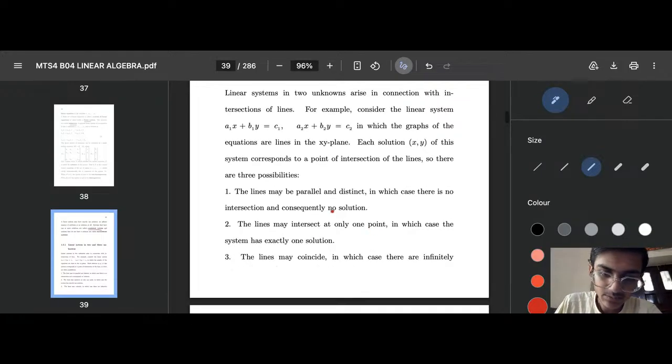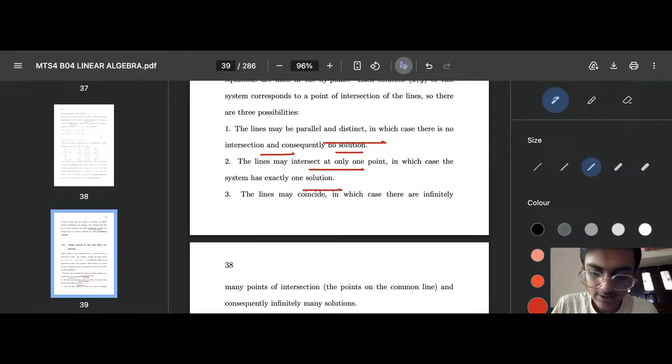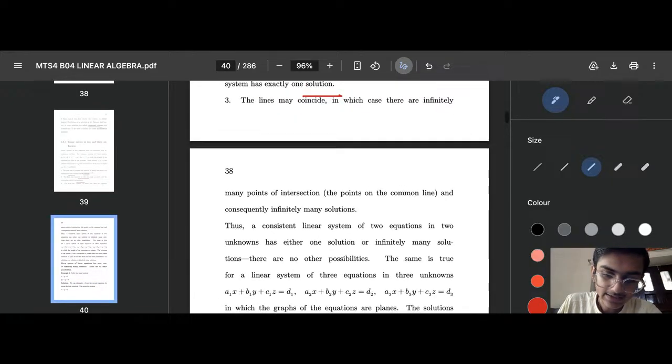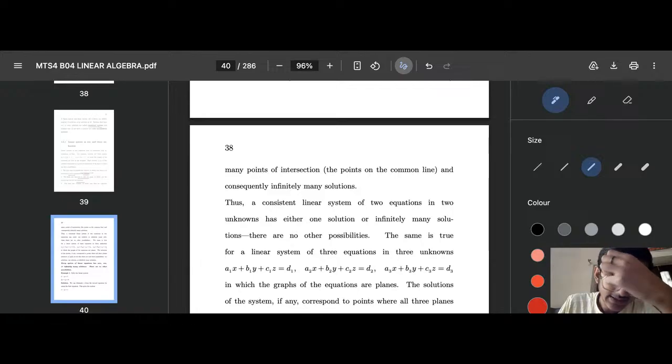Lines may be parallel and distinct. In that case there will be no intersection and no solution. If they intersect at one point, then we'll have a unique solution, that is, exactly one solution. And if the two lines coincide, then they show infinitely many solutions. Then comes the case of three equations.